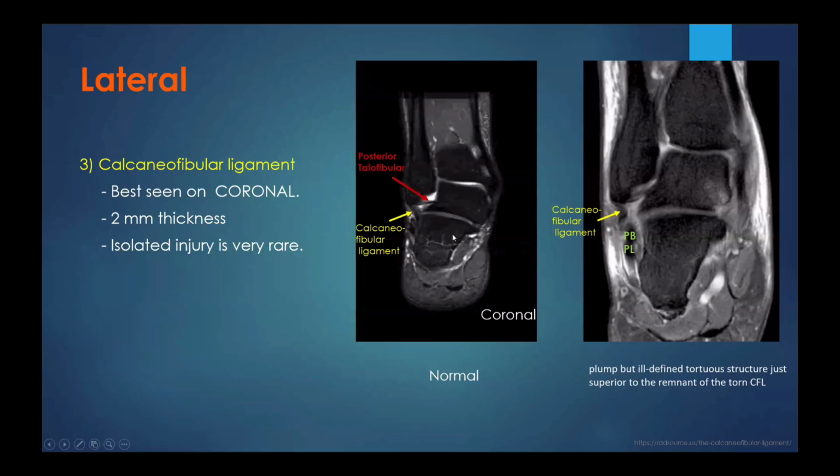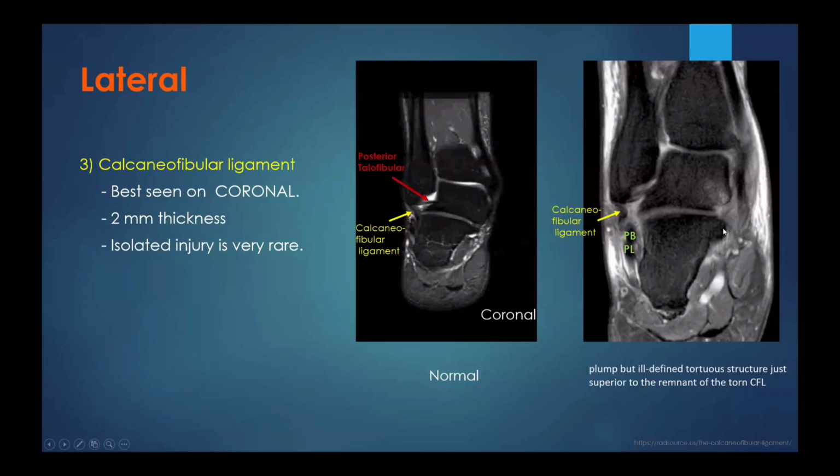And the last one is the calcaneofibular ligament, which is best seen on coronal images. This is a coronal STIR image clearly showing the calcaneofibular ligament attaching to the lateral malleolus and calcaneum, and usually it is 2 millimeters thick. Isolated calcaneofibular ligament injury is rare.